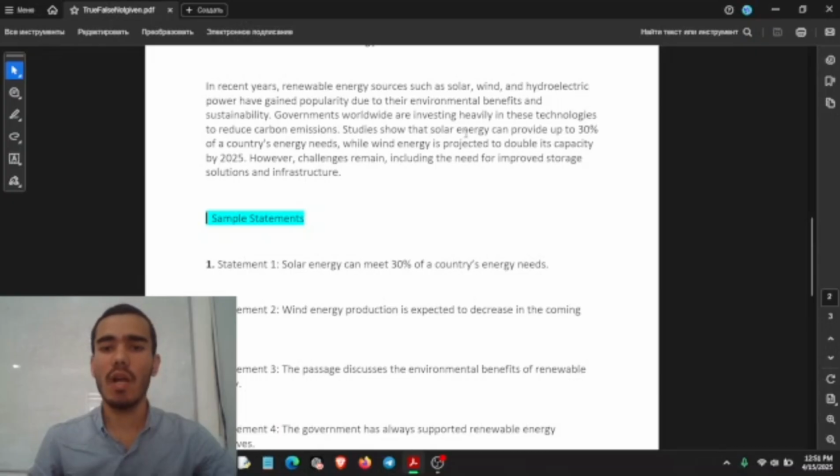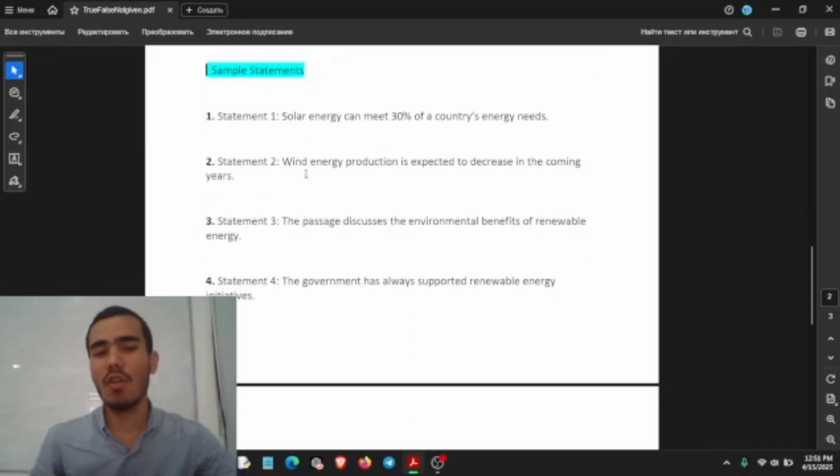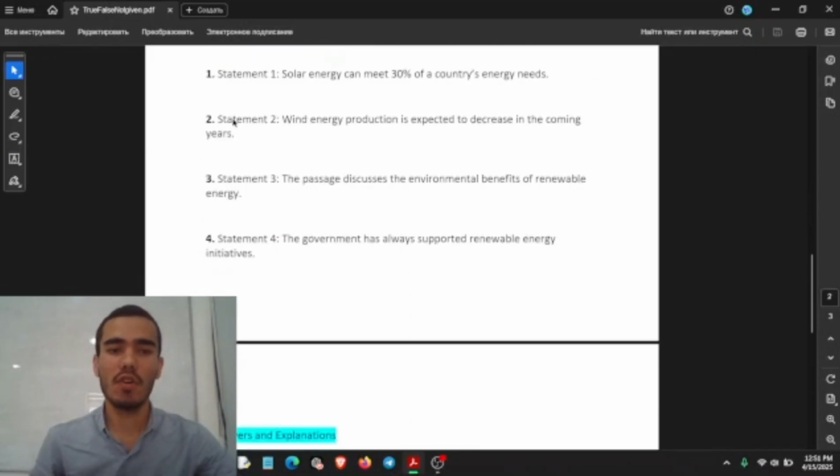Studies show that solar energy can provide up to 30% of countries' energy needs, while wind energy is projected to double this capacity by 2025. However, challenges remain, including the need for improved storage solutions and infrastructure. Let's just take a look at hypothetical questions. First, solar energy can meet 30% of countries' energy needs.